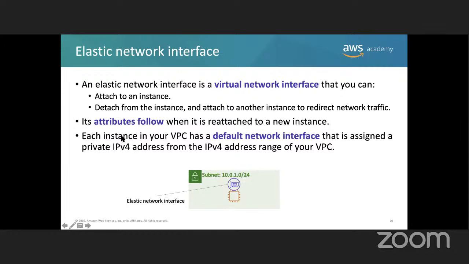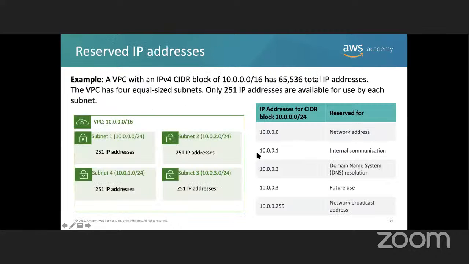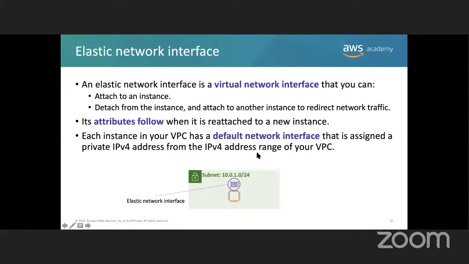Okay. Every instance in your VPC has a default network interface that is assigned a public or a private IPv4 address from the IPv4 address range of your VPC. So when you move a network interface from one instance to another, network traffic is redirected to the new instance. Okay. So when you create a VPC and you put an instance in a VPC, that will be assigned a private IPv4 from the IPv4 range of your VPC. That's going to happen.